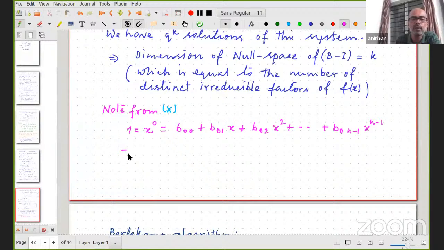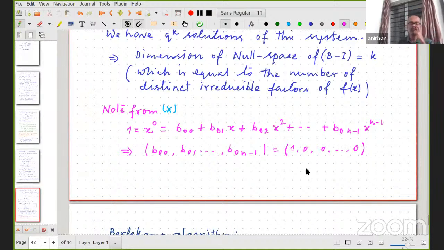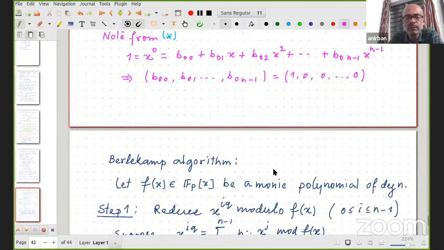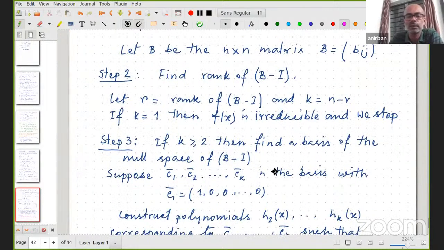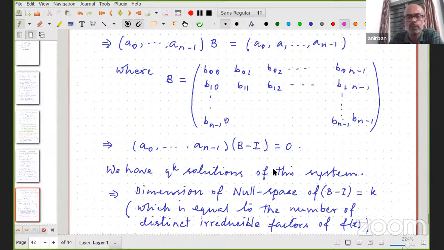Therefore this vector b00, b01, up to b0,n-1 is simply 1 followed by n minus 1 zeros. That's the first row. So the first element is 1 and everything else is 0.